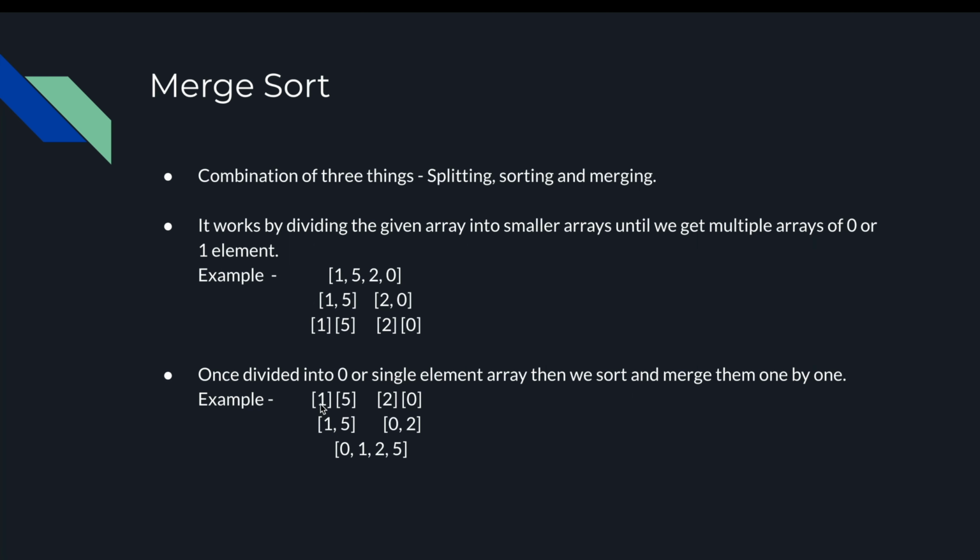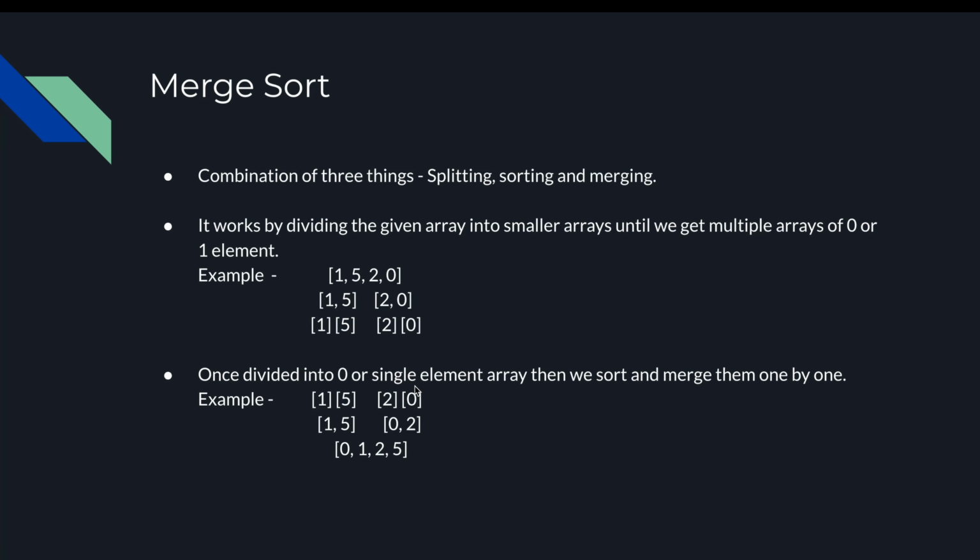Now if we compare element 1 with element 5, we know element 1 is smallest. So after merging, element 1 will come first and then we will have element 5. Now this array is sorted. We need to do the same with our second part that has an array with element 2 and an array with element 0. Now if we compare 2 with 0, we know 0 is the smallest. So after merging these two arrays, 0 will come first and then we will have 2.